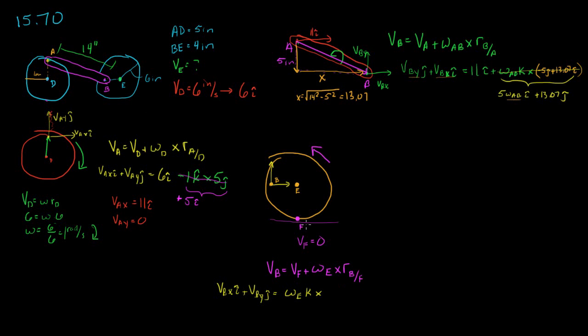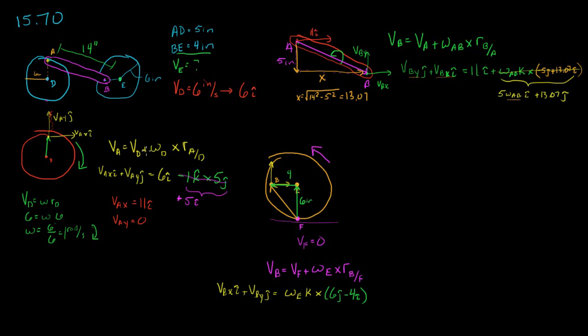Well, how do we go from F to B? We need to go up to E, so this is going to be 6 inches, and we need to go over to B right here, and we're told that B to E is 4 inches, so this is 4 inches. So our B to F is going to be a positive 6j minus a 4i.